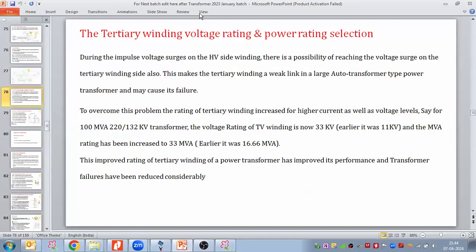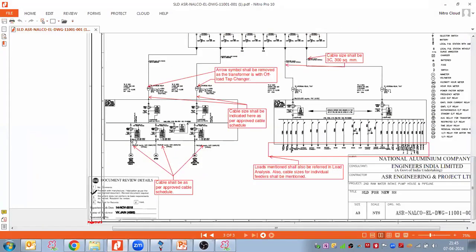Sir, for using of NGR, is there any specific rating of motor, that means above this capacity we have to use NGR, or is there no such rule, and it can be used anywhere? See, if your motor capacity is like 300, 400, 500 kilowatt, those motors are costly motors. And these are HT motors.